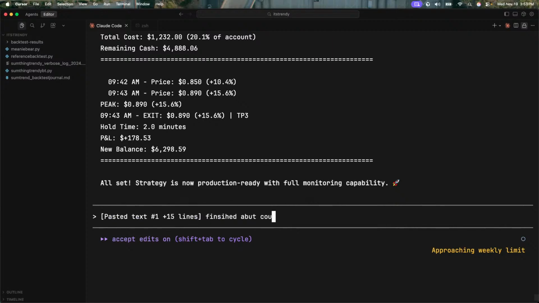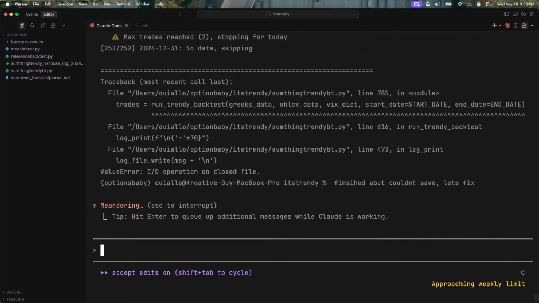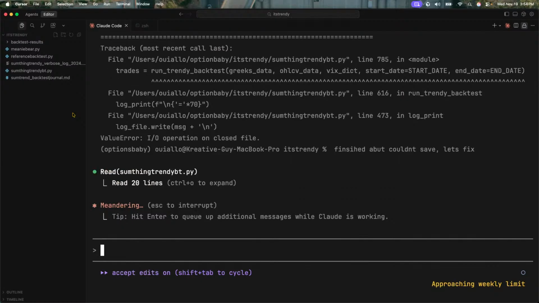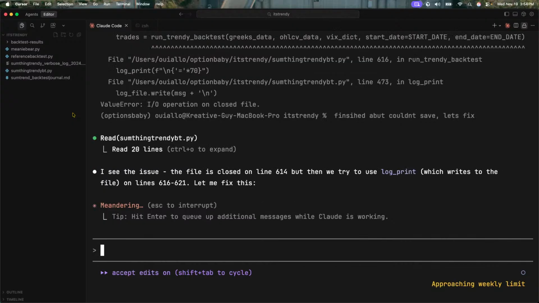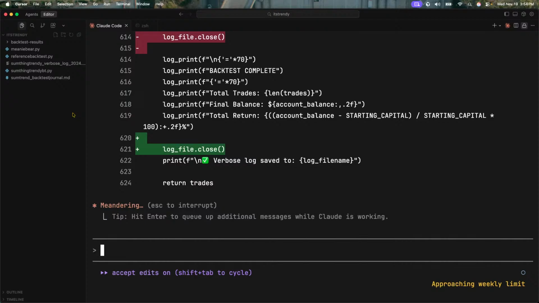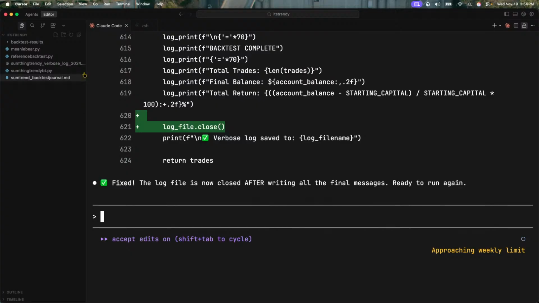Finished, but couldn't save. Let's fix. Damn, I was almost there, dog. Almost there, bruh. I just have to adjust a few things. The issue is that the file closes, but when it's trying to use the log print, fix would now close after writing all final statements. Run it again.